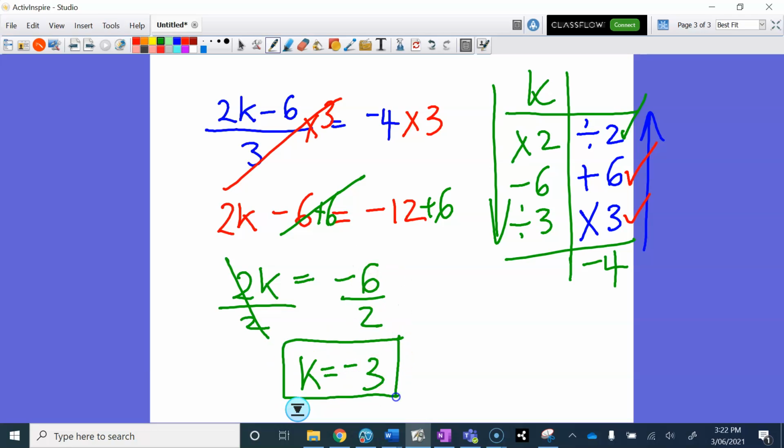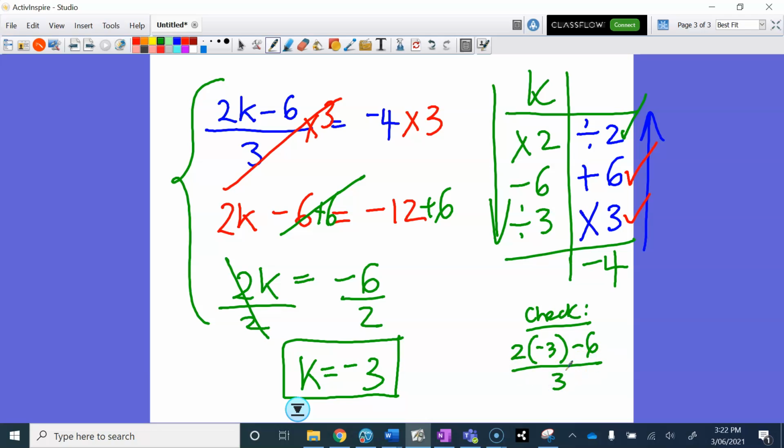So in order to get method marks, writing out the algebra like that, timesing by 3 on both sides, adding 6 on both sides, dividing by 2 on both sides, that gives me a whole lot of scope here for method marks in an assessment task. If you were going to check that again, you could do a quick little check. And you could say 2 lots of k, which is negative 3, take away 6, divided by 3 should equal negative 4 if that's true.